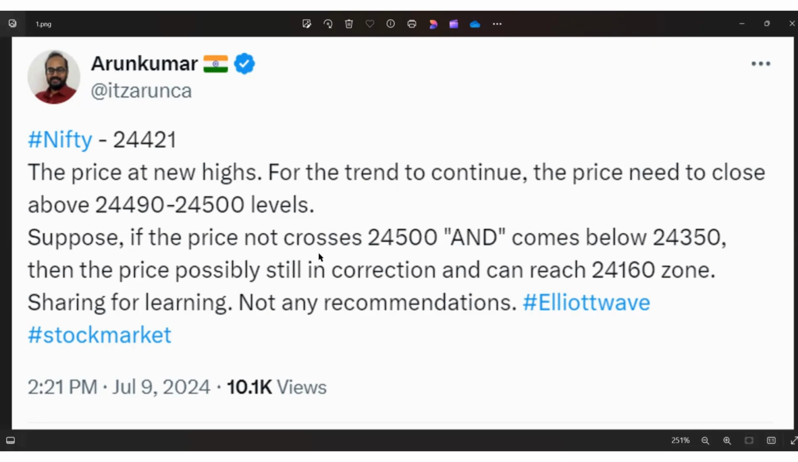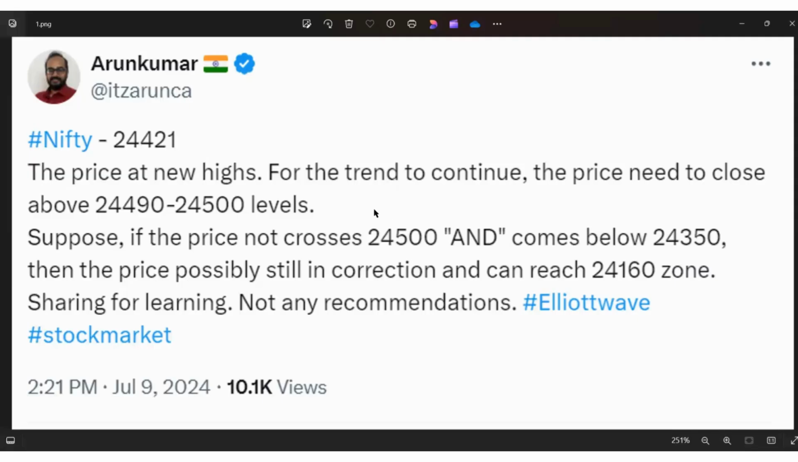Suppose the price does not cross 24,500, and both things should happen: the price does not cross 24,500 and comes below 24,350. Then the price is possibly still in correction and can reach 24,160. Many have replied to me and in direct messages also asked how you identified all this information. So this is the background idea.